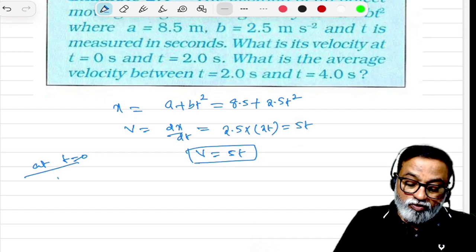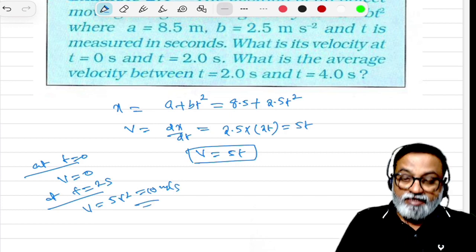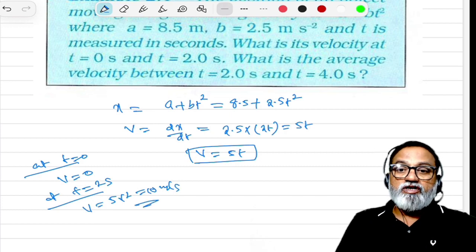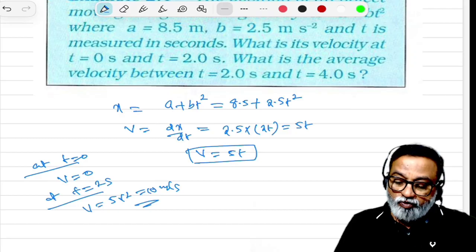At t is equal to 0, velocity is equal to 0. At t is equal to 2 seconds, velocity is 5 into 2, that is 10 meter per second. This is the first part of the problem. In the second part, what is the average velocity between t is equal to 2 seconds to 4 seconds?